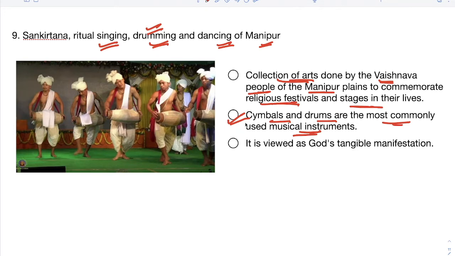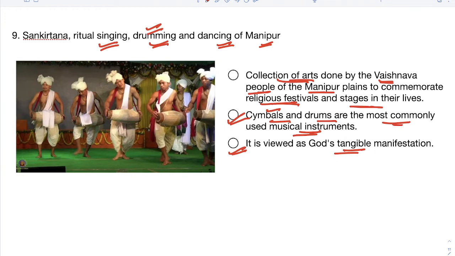You may get a question in UPSC or any other state government exams like: which of the following is true regarding Sankirtana of Manipur? The first one is, it is done by the Vaishnava people of Manipur, and the second, drums are the only instruments used in the Sankirtanas. No, not only drums. Cymbals are also used. Cymbals and drums are the most commonly used. And it is viewed as God's tangible manifestation. Very important. They viewed themselves as God's tangible manifestation.